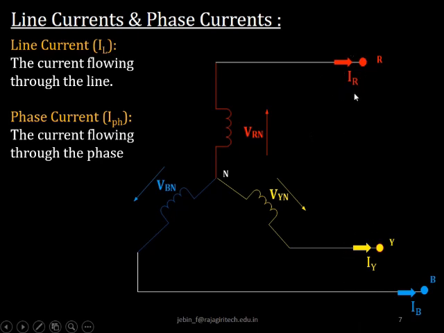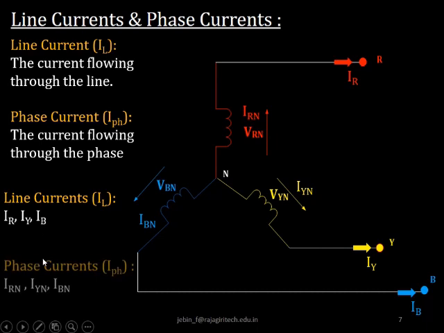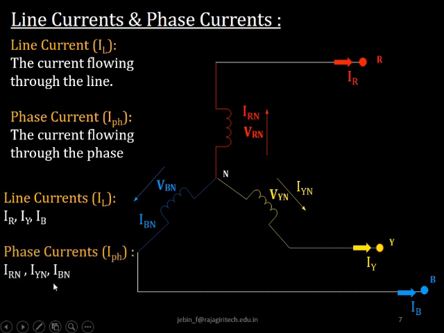IR, IY and IB are called the line currents. Now the current passing through the phase part of the picture is called the phase current. So this is the phase, and the current passing through the phase is IRN, IYN and IBN. So the line currents are IR, IY and IB, and the phase currents are IRN, IYN and IBN.